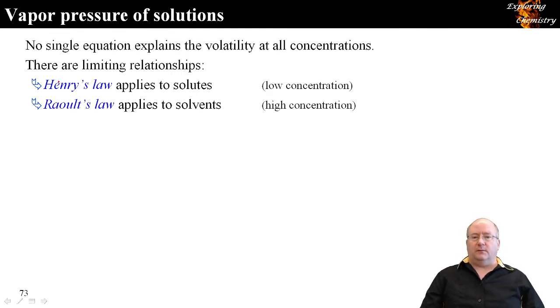Because of what happened historically, we don't have a single equation that explains the volatility at all concentrations. It just doesn't exist. However, there are limiting relationships for really low concentration entities, solutes, in which case Henry's law applies to solutes, and really high concentration entities, the solvents, and it's Raoult's law that applies to solvents.